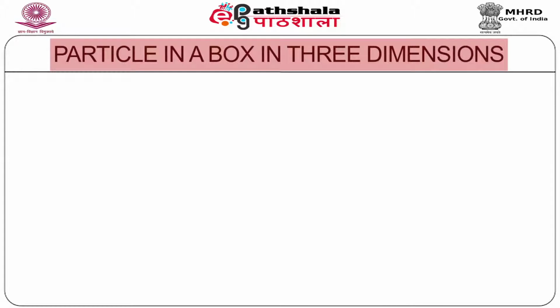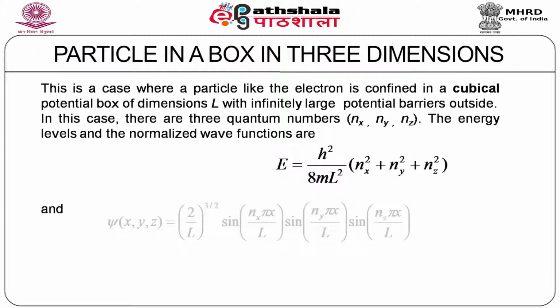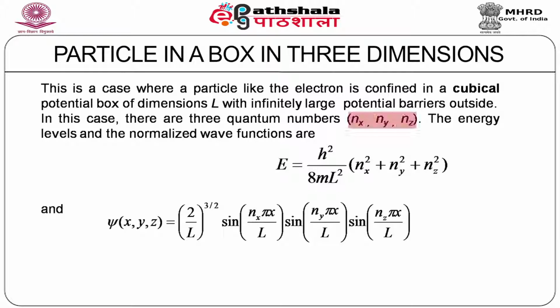That is, we extend our considerations to 3 dimensions. So this is a case where a particle like the electron is confined in a cubical potential box of dimensions L with infinitely large potential barriers outside. We are considering an infinitely deep cubical potential well, or a cubical potential box. So in this case, there are 3 quantum numbers, one for each dimension, that is nx, ny, and nz. In Cartesian coordinates, you have 3 dimensions, so 3 quantum numbers.